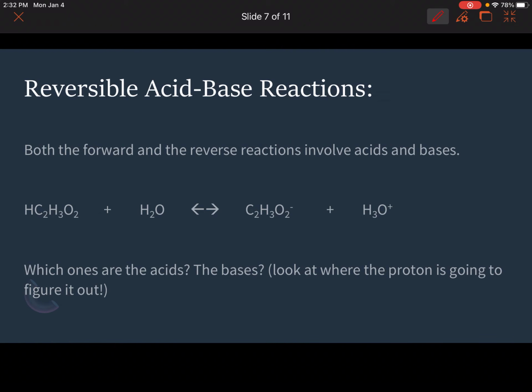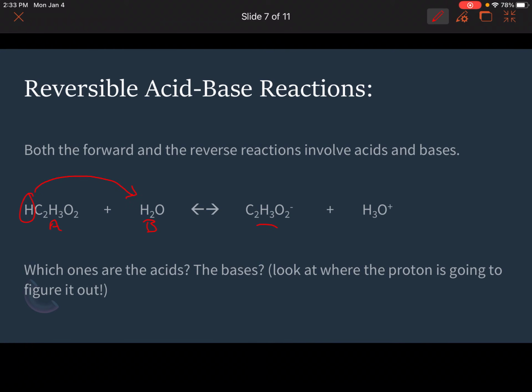So if we look first at acetic acid plus water, and that is going to become the acetate ion and the hydronium ion. So that tells me in the forward reaction, this H+ is being donated to the water. So that makes this the acid and this the base, because the water is accepting that proton, so it's acting as a base. So that would be the forward reaction.